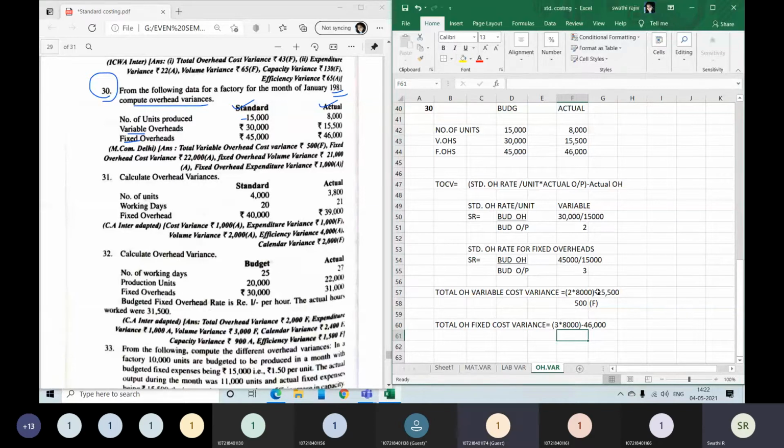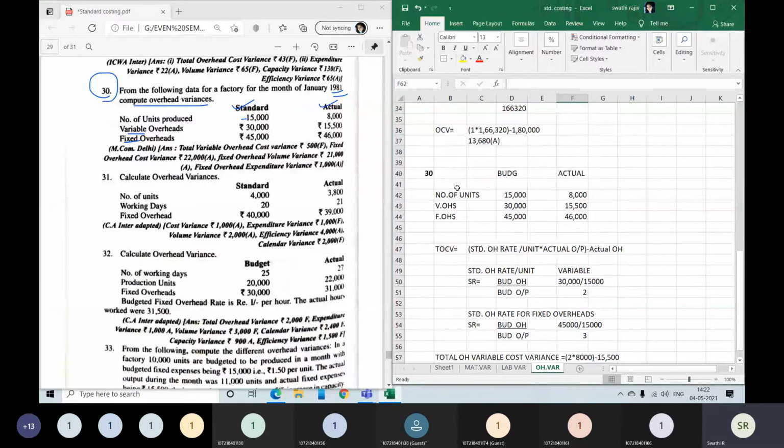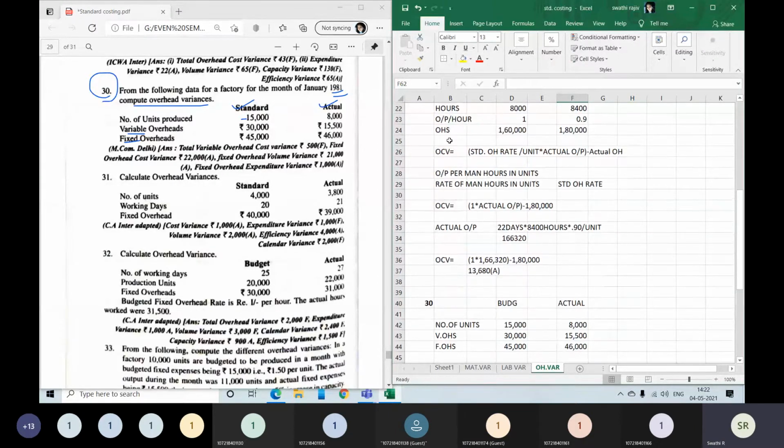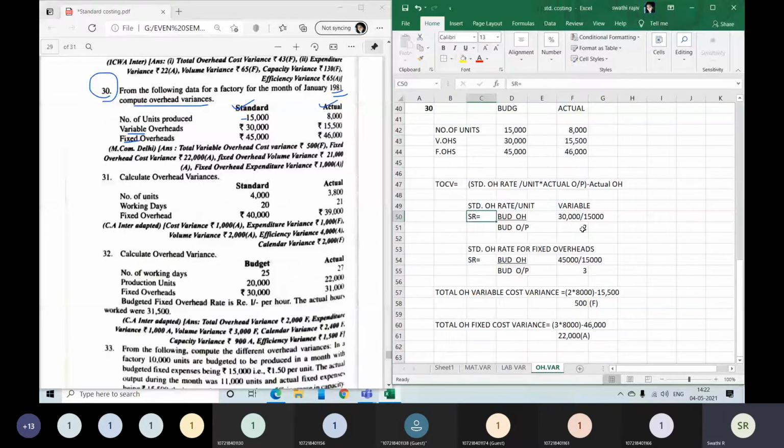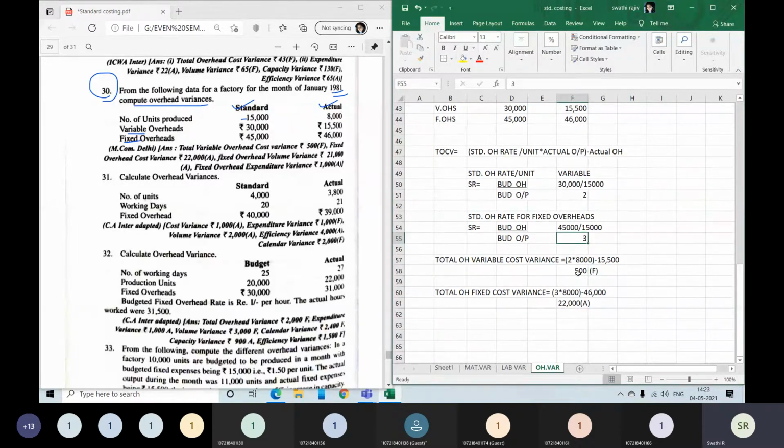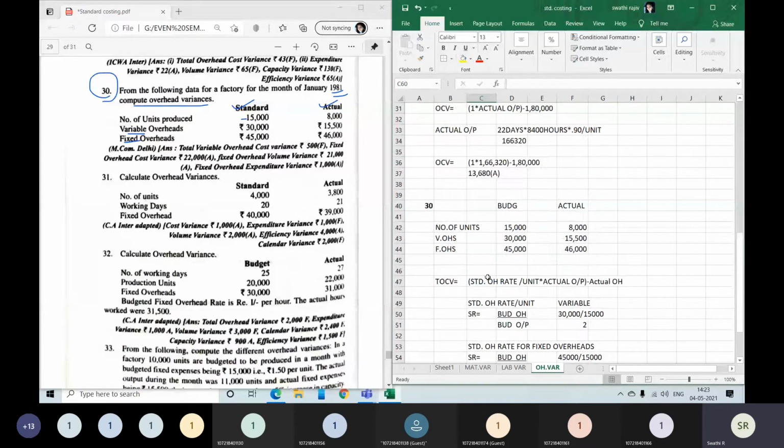22,000. 24,000 minus 46 will come, no? Yes ma'am, 22,000 it was. So the formula is the same, but it is just that before we didn't have fixed or variable. So that's what I'm telling. We'll use the same thing. Only the standard rate will differ. The standard rate for variable is 2. The standard rate for fixed is 3. Basic formula is the same, but we have to find it for two things: variable cost separately and fixed cost separately. That's it. All right. Now the next overhead.